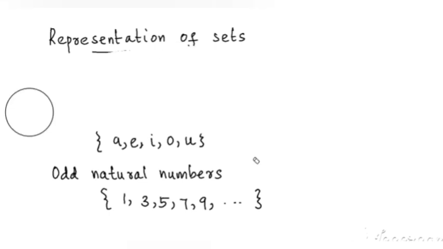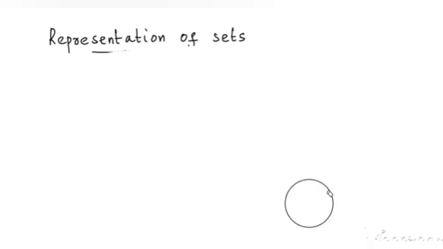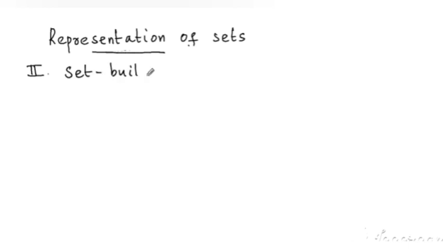Now we can move on to the second method of representing sets. The second method of representing sets is using set builder form. From the name itself, we can see that we can write the set from that form. We can build the set from that definition.